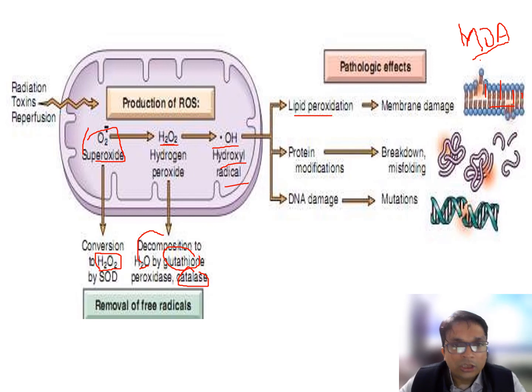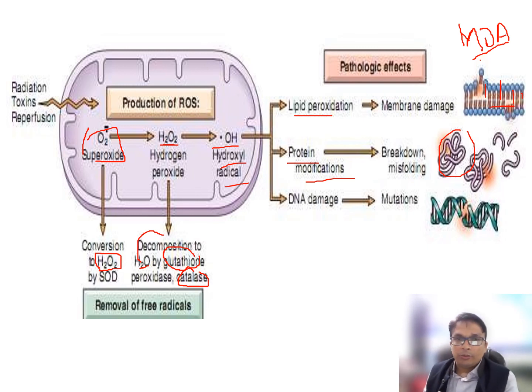This production of reactive oxygen species also results in protein modification, which causes breakdown or misfolding of the protein. You are able to see over here. Suppose I have to make a particular protein which is responsible for metabolism, like the oxidase enzyme. In place of that, the protein gets misfolded and another protein is formed which is not oxidase. Will it do the metabolism? No. And that's why ATP molecule generation will reduce.